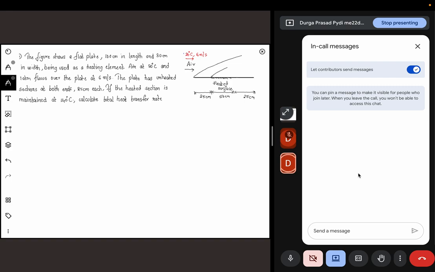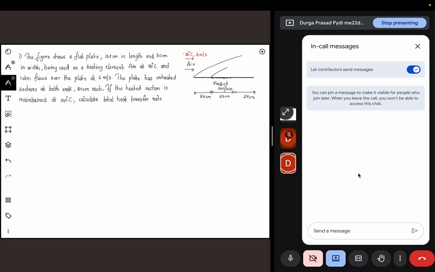So what's the plan to go about solving this problem? We are asked to find the heat transfer rate, so I need to know the Nusselt number. If I know the Nusselt number, then I'll be able to calculate that. In order to calculate the Nusselt number, I need to know the Prandtl number and Reynolds number and the corresponding correlation. So I need to decide which correlation to use.